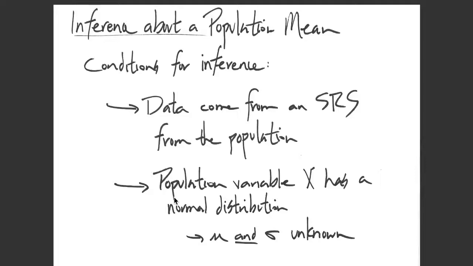The second assumption is that the population variable x has a normal distribution. And again, here we're going to go ahead and assume that both mu and sigma, the mean and standard deviation of that normal distribution, are unknown. We'll be able to relax this assumption of a normal distribution as well going forward, but for right now, we'll just take things one step at a time. The population variable has a normal distribution, but the mean and the standard deviation of that distribution are unknown.